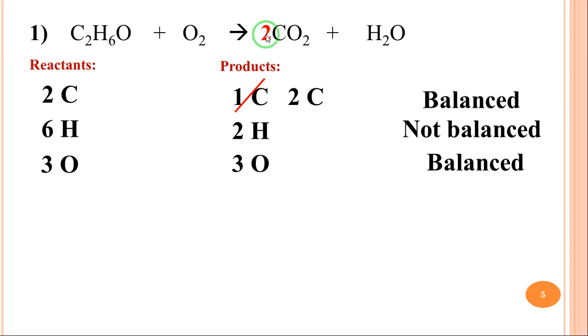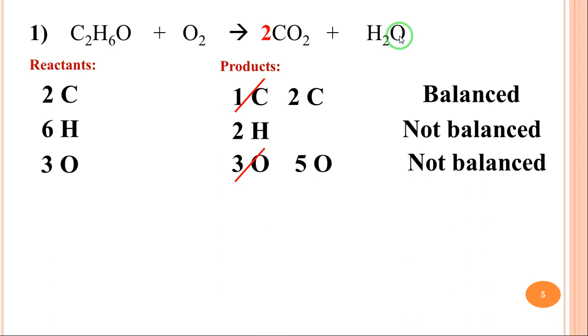Now this added coefficient is for carbon and is for oxygen, so we have to look again for the number of oxygen atoms here. We have 2 times 2, 4, plus 1. In the product side we have 5 oxygen, so they are not balanced. You have to balance them.